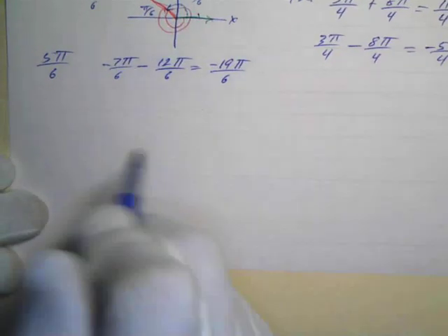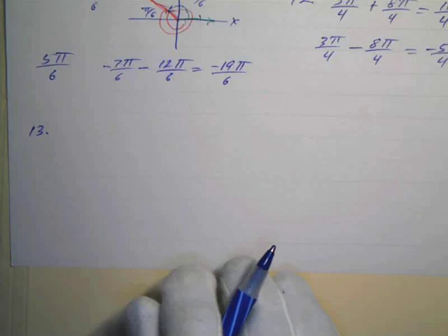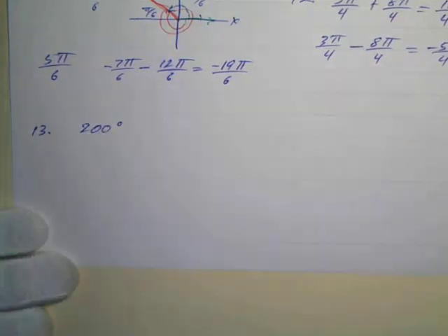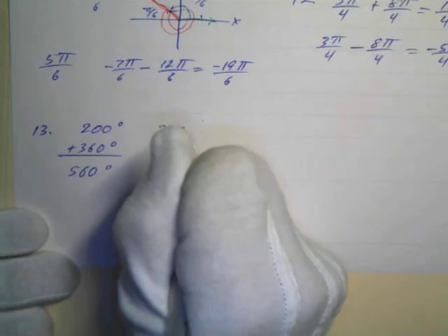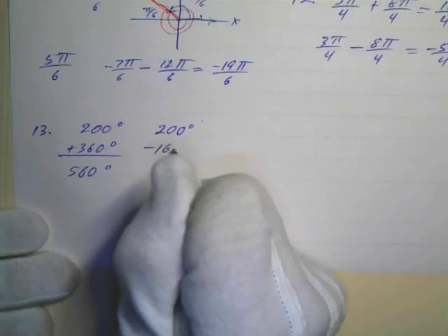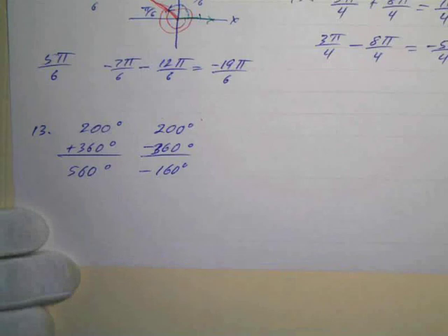Number 13, we'll do that down here. Number 13 was degrees, 200 degrees. So I could just add 360. That's going to be 560 degrees, so that's a positive coterminal angle, goes all the way around. And I can take 200 degrees and subtract 360. I get minus 160 degrees. And you can sketch these out and see how that makes sense.